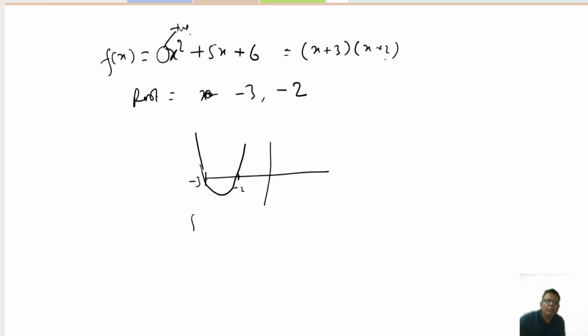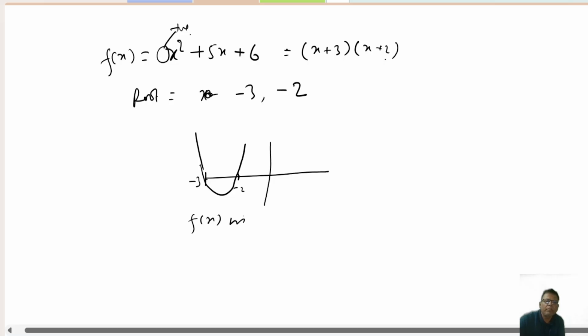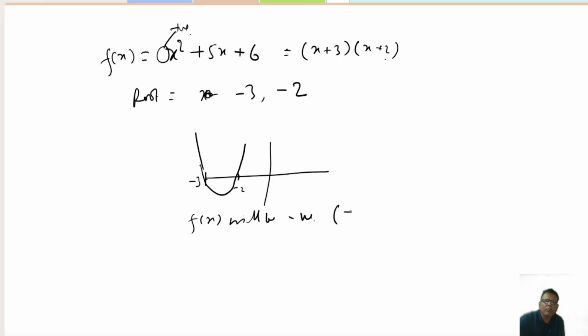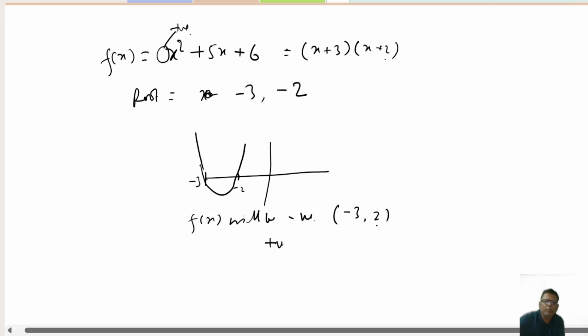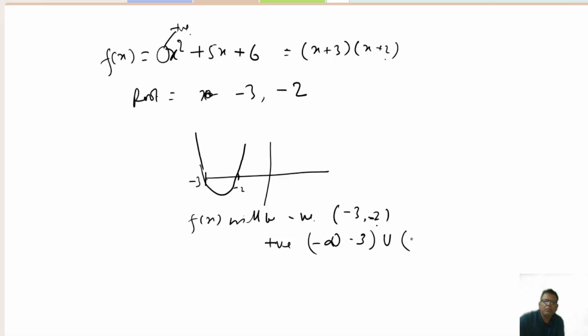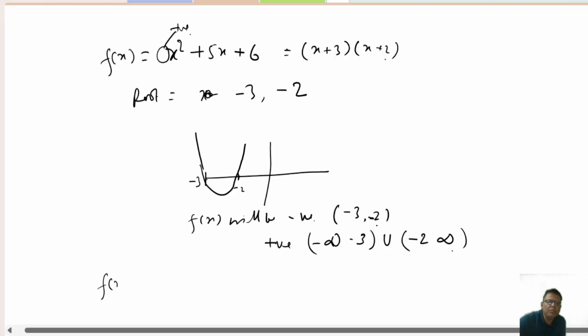So the value of f(x) will be negative from minus 3 to minus 2 and positive from minus infinity to minus 3, and from minus 2 to infinity it will be positive. So now let's have some other example.